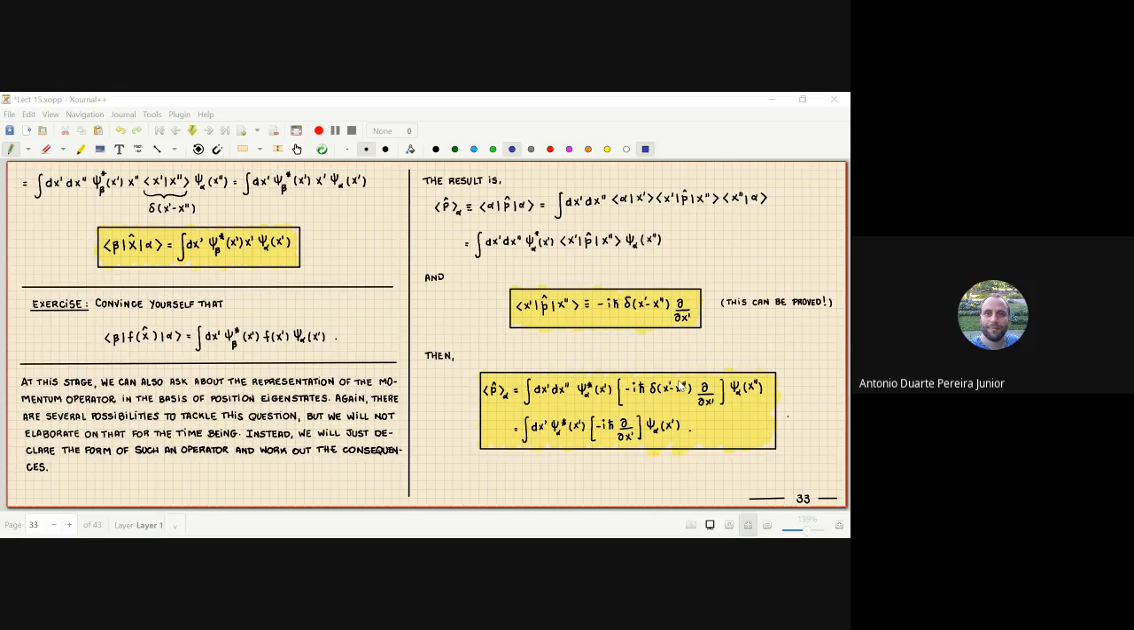So what I'm seeing is that the expectation value of the momentum operator in the state alpha is just the integral of the complex conjugated wave function of alpha times, well, there is this numerical factor, times the derivative of the wave function of alpha. So there is nothing wrong with this expression. I'm just saying that this operator acts on a function.